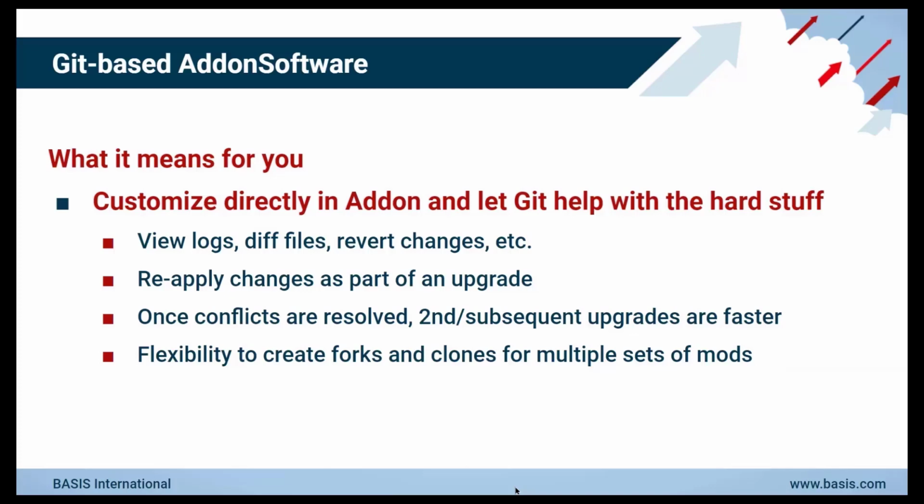Not only that, but given those customizations under Git's control, Git can then reapply them after an upgrade. When it comes to conflicts, you will usually have some, especially on the first upgrade. Second and subsequent upgrades are faster. You won't typically run into as many conflicts on second and subsequent upgrades.